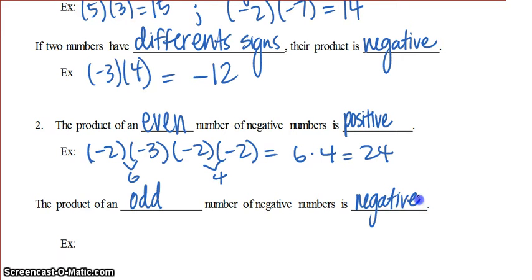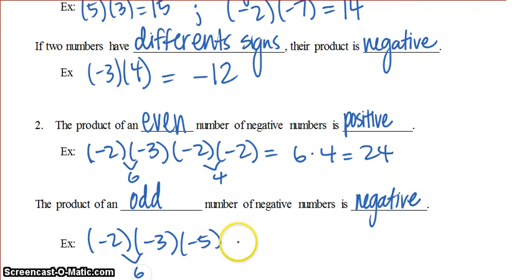Likewise, the product of an odd number of negative numbers is negative. Obviously, if you have 3 of them, that's going to be a negative times a negative, which makes it positive, but times another negative makes it a negative. So if you were to have, again, negative 2 times negative 3 times negative 5, well, if I multiply these two together, that gives me a positive 6. So now I have 6 times a negative 5, which gives me a negative 30.